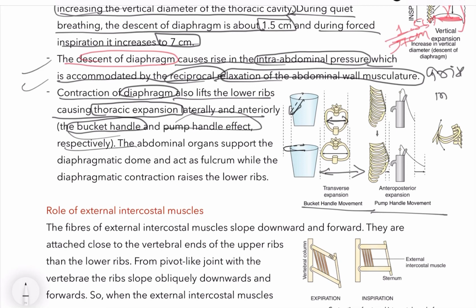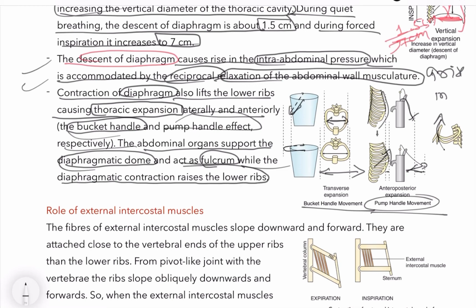This is the transverse expansion. And now this is pump handle movement. Means when the anterior posterior is lying and when you pull up the thoracic cavity, the ribs will rise, the sternum will rise. Still, we will discuss more on this. The abdominal organs support the diaphragmatic dome and act as a fulcrum. Fulcrum means the support of a lever, while the diaphragmatic contraction raises the lower ribs.